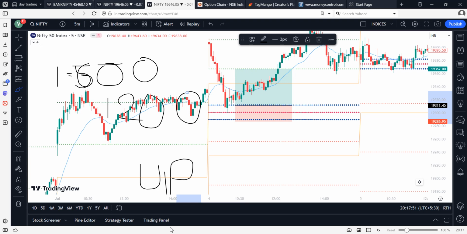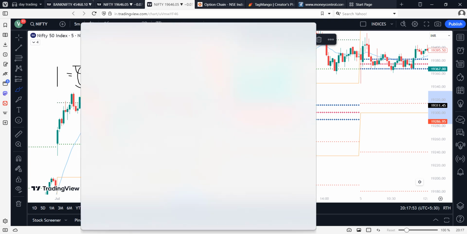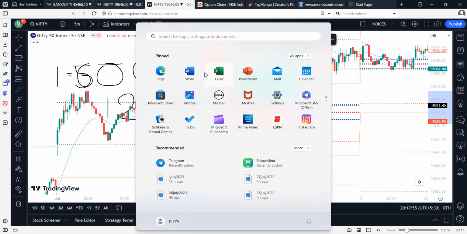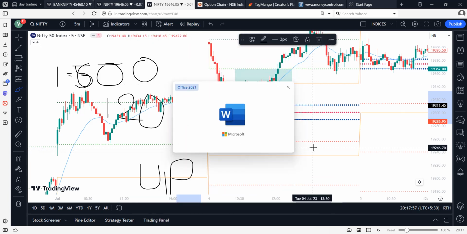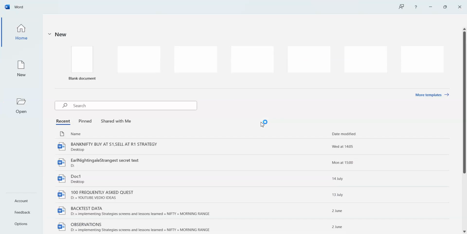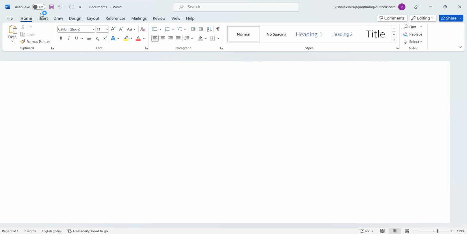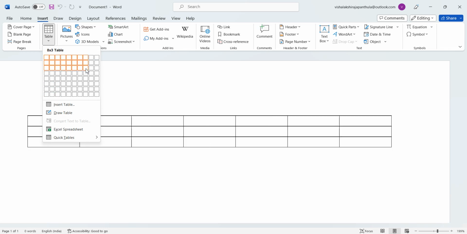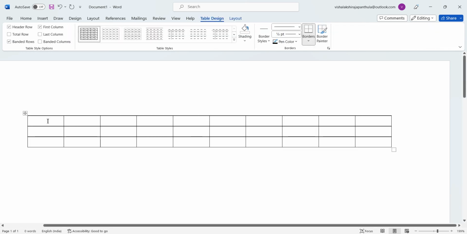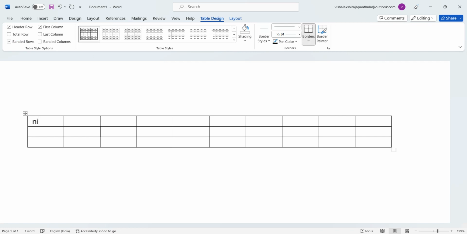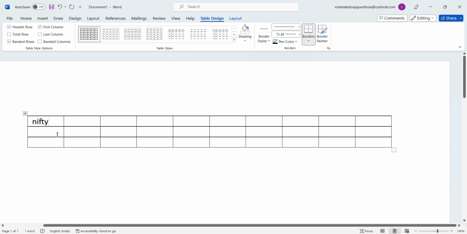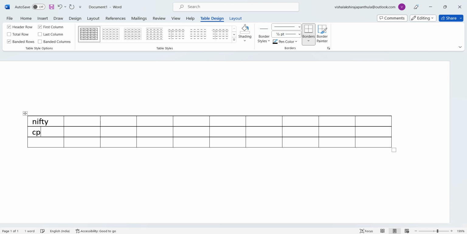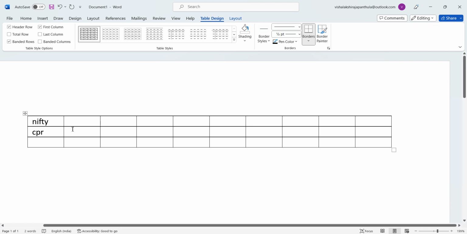Now let's keep this in a Word document, because this is like journaling. Whenever you are backtesting, you have to backtest in a particular way. So we can draw some table like this here. Now we are trading in Nifty. What are we trading? We are trading the strategy of the CPR, in Nifty.